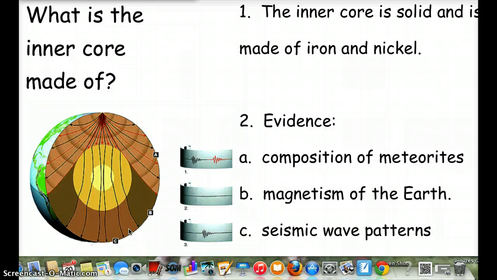So again, we can look in the laboratory, we can see how seismic waves behave going through certain materials, so that way when we see that same pattern on the Earth, we know what is happening, and that gives us this evidence that the inner core is made of iron and nickel.